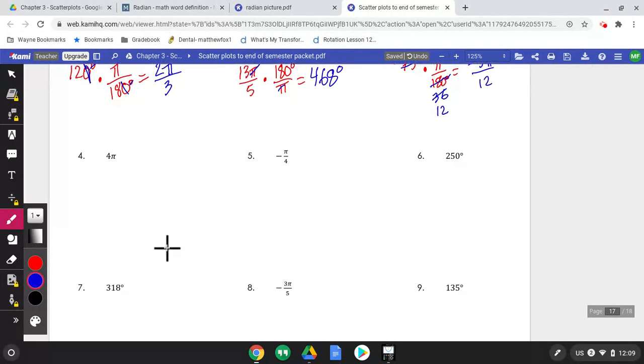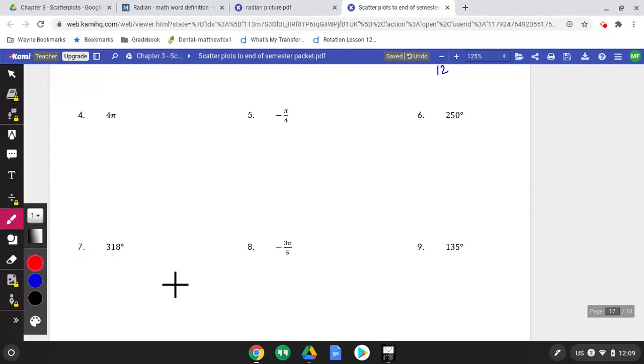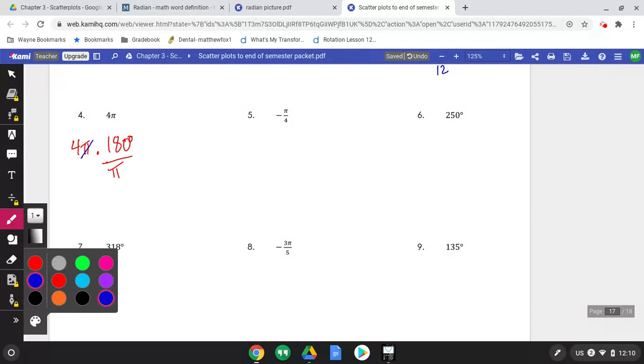Now, our next one, 4 pi. If we have 4 pi, that's in radians. All we have to do here is 4 pi times 180 degrees. We need to get degrees on top, over pi. And once again, our pi's will cancel.